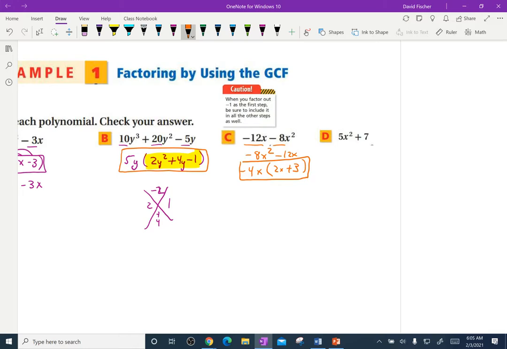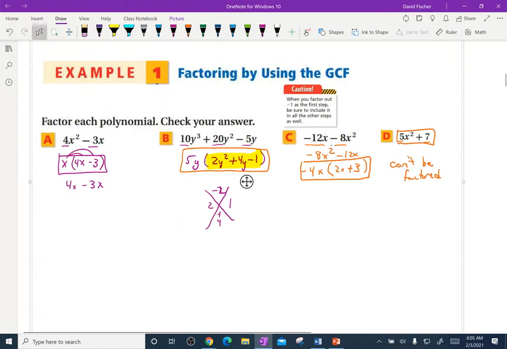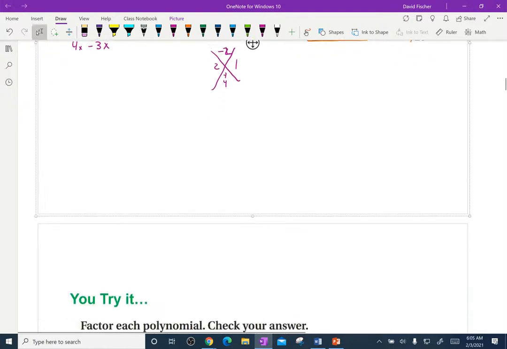Okay. Next one here, I look at my 5 and a 7. Nothing. 5's prime and 7's prime, and they both don't have x's, so this one can't be factored. Some books and some teachers would say, you factor out a 1, or you rewrite 5x squared plus 7. So I don't mind what you do there. You can do the writing of can't be factored or factor out a 1.